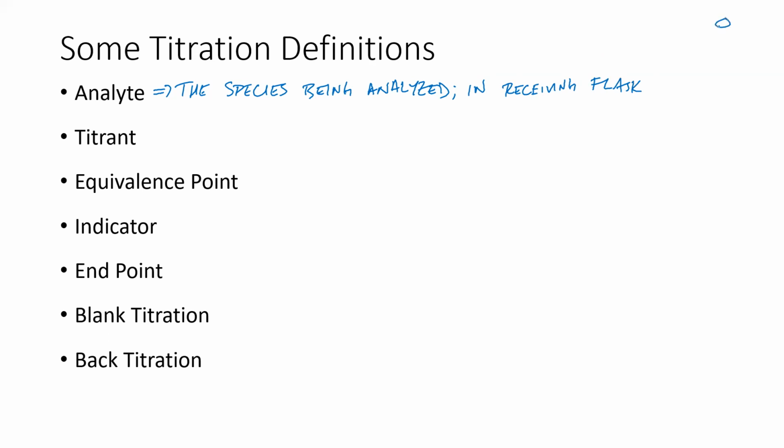And so maybe we need some glassware terms as well. Titration usually has a burette. And then we've got our little Erlenmeyer buddy. And so in here is our analyte. Sometimes the analyte is the unknown, sometimes it's not. But the analyte is whatever we are analyzing. And so this is the receiving flask.